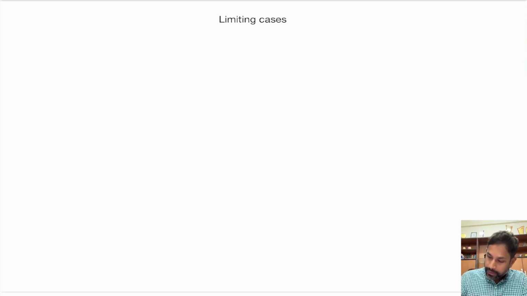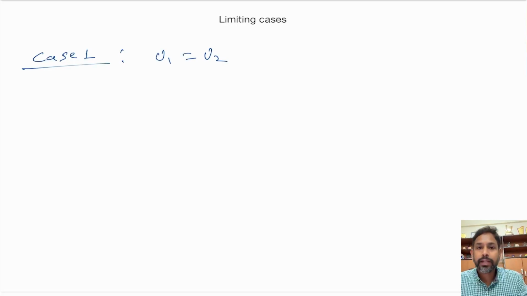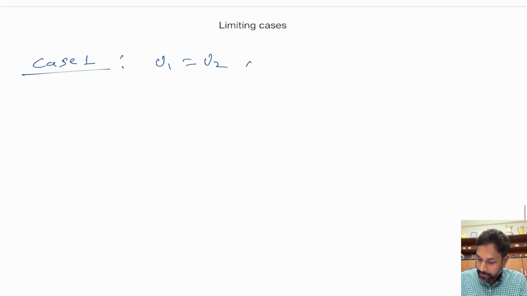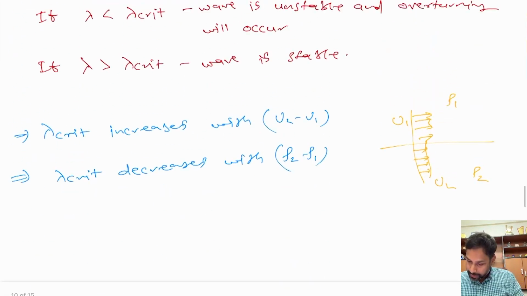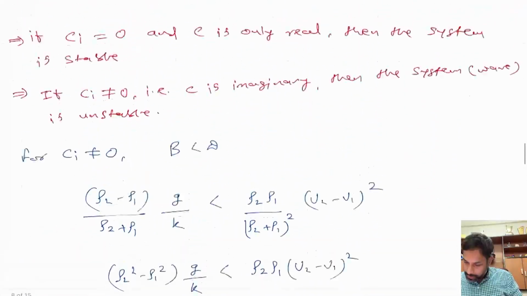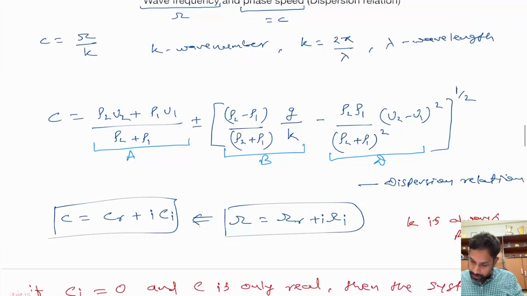So let's first consider case 1, where we will assume that u1 is equal to u2. That actually means that there is no shear flow. Both the velocities are the same, and the wave is still there, and there is a density difference. So rho 2 is still greater than rho 1, but u1 is equal to u2. In this case, what do we get from the dispersion relation? Let me copy that from here.